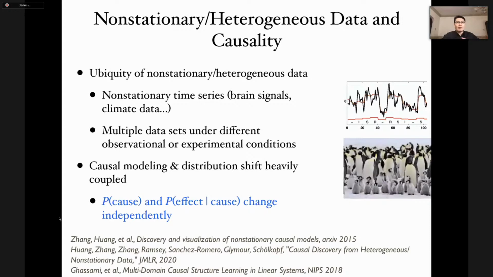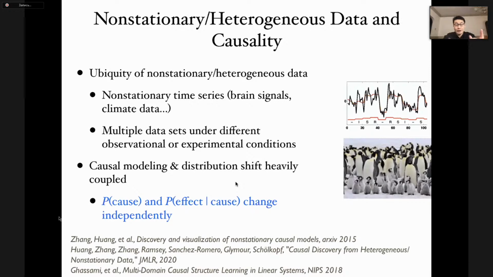And the second problem is about non-stationarity or heterogeneity of the data. So in practice, very oftentimes we have either non-stationary data where the distribution of the data can change over time, or heterogeneous multiple data sets where the distribution of the data can change across different data sets because of different collection conditions or experimental conditions. For instance, if you have observational data and interventional data, clearly distributions are very different, right? Because of interventions. So right here, we have to leverage all data sets together to find the causal information.